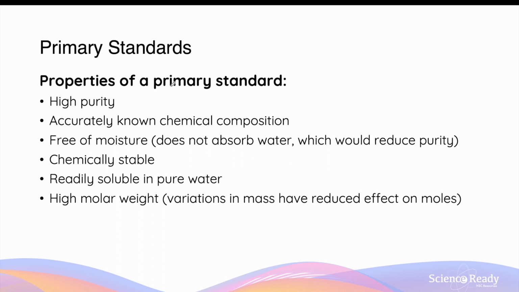There are numerous properties a primary standard substance should have. It must have a high purity and an accurately known chemical composition. If the standard solution involves using an impure substance, then the concentration of the standard solution may not be accurate, which will lead to an inaccurate calculation of the concentration of the unknown solution.